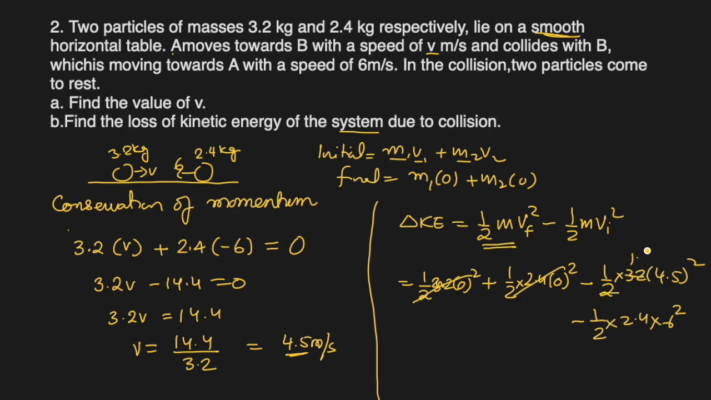So 1.6 times 4.5 square minus 1.6, minus means loss, so don't take it as a vector. 4.5 square will be 20.25, minus this will also cancel, 1.2 times 6 square, 36. Put these in your calculator and you will get the answer.